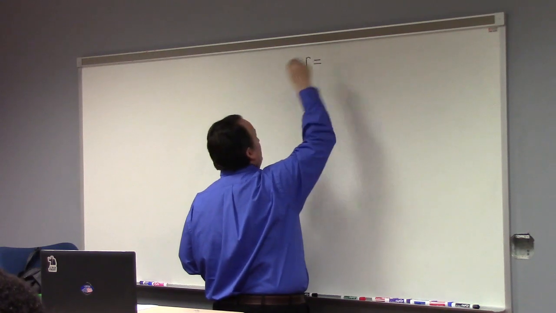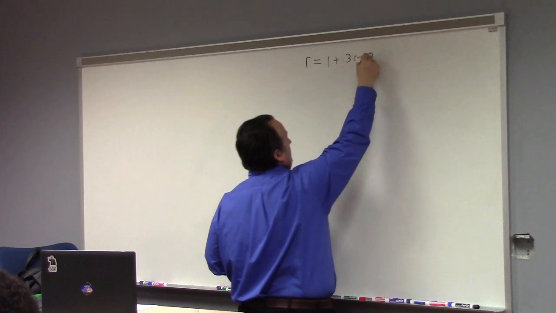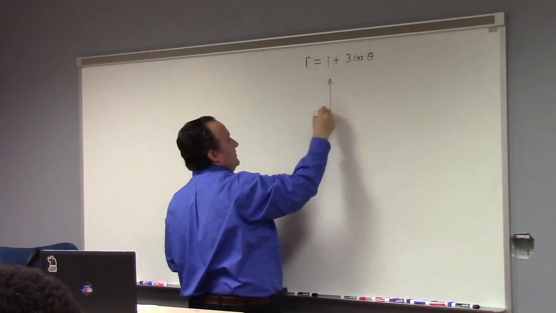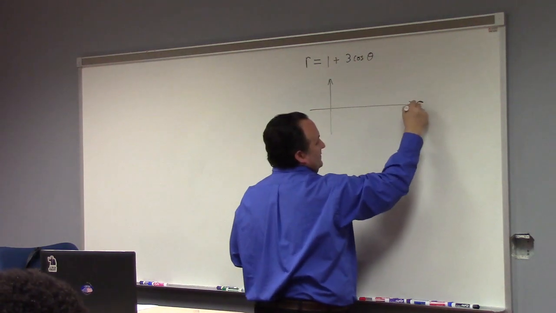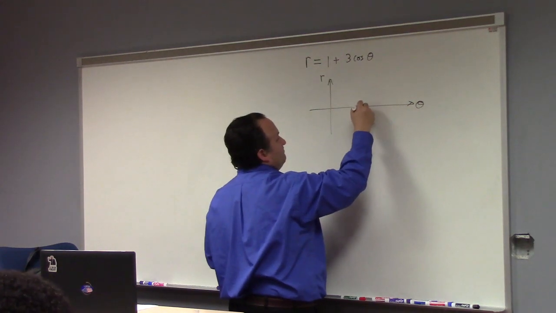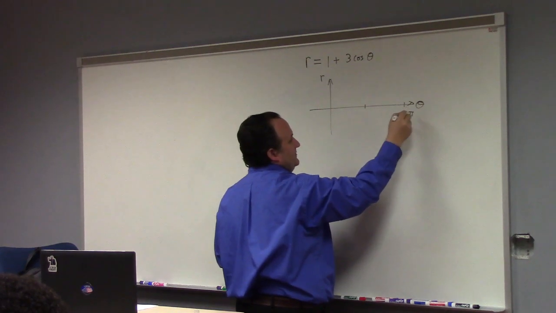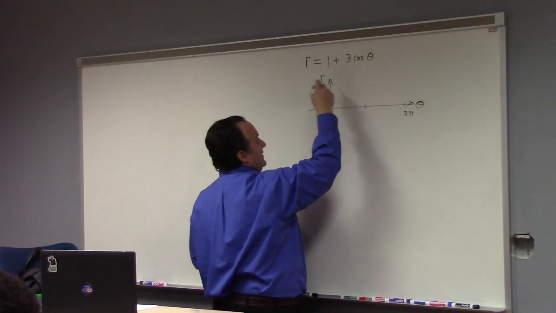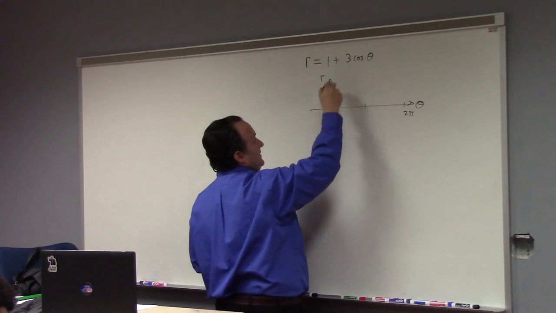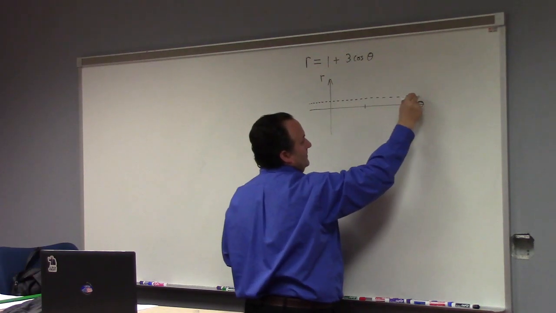So what was it? 1 plus 3 cosine theta. Is that right? All right. So to start with, just make a graph. Theta this way, r this way. All right, and a lot of times you can get away with 2 pi. So cosine, let's see here, this is shifted 1, right? So I'll make this one unit right here, okay?